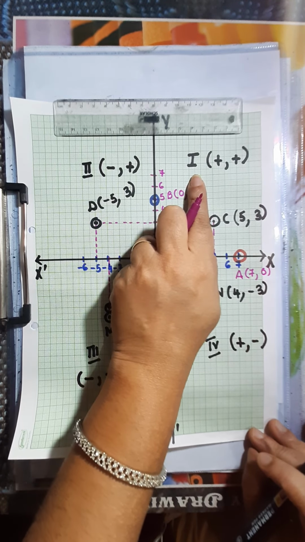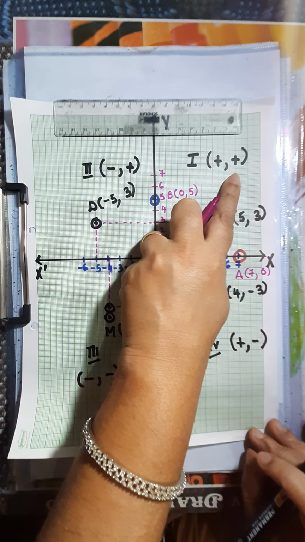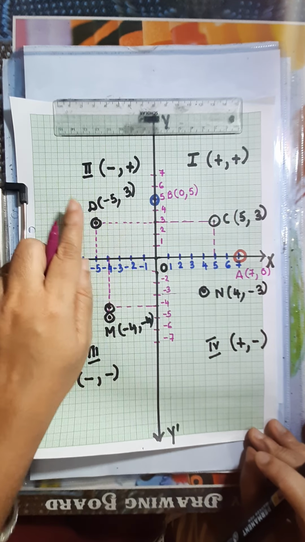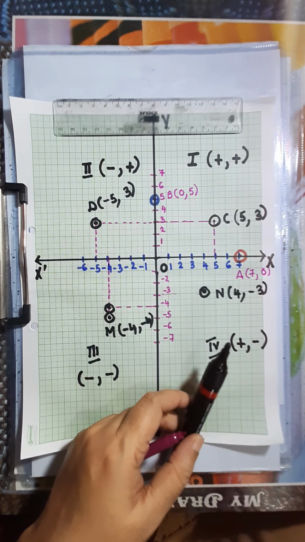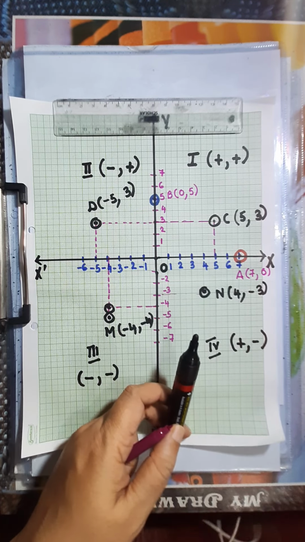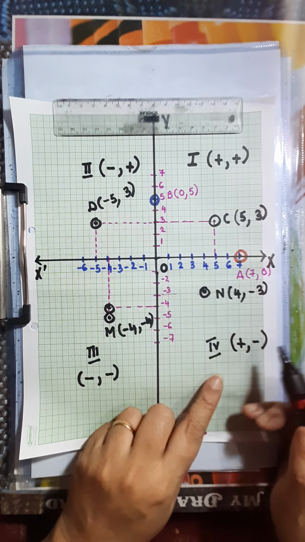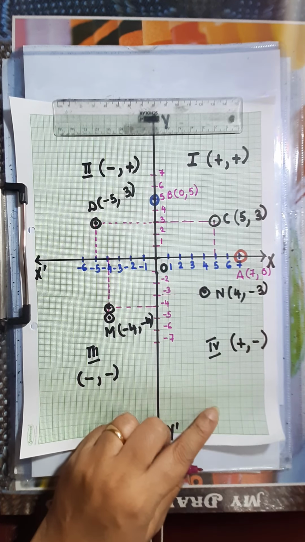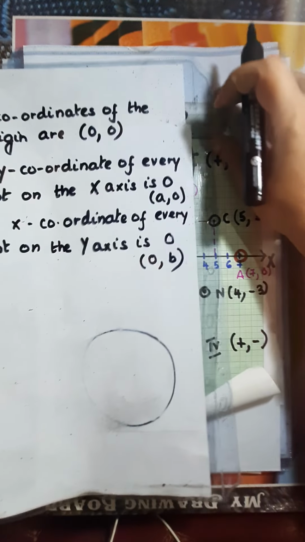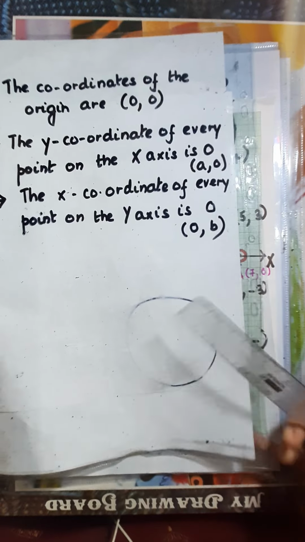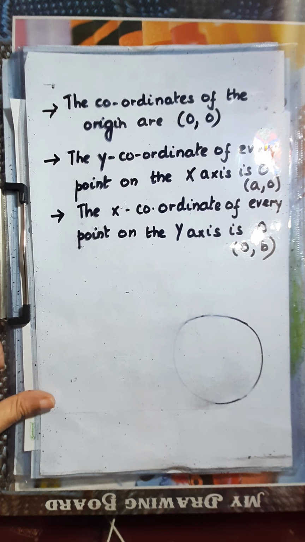In the first quadrant, the x coordinate is positive and the y coordinate is also positive. In the second quadrant, the x coordinate is negative and the y coordinate is positive. In the third quadrant, both are negative, and in the fourth quadrant, x is positive and y is negative. The coordinates of the origin are 0, 0.